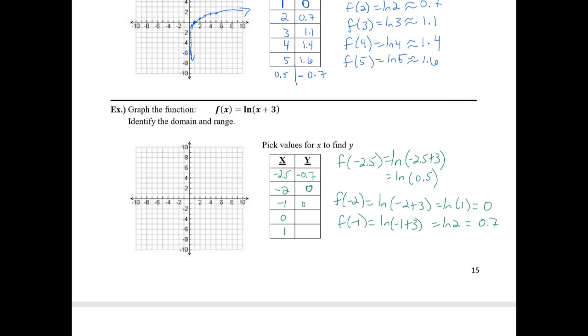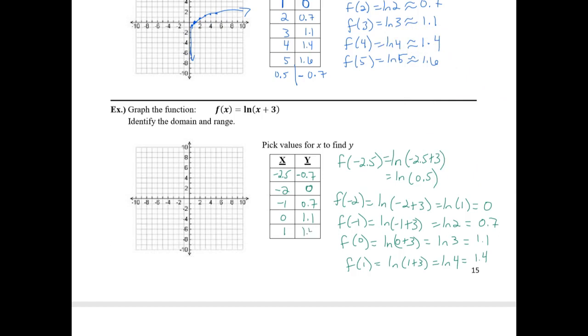So that was 0.7. If I do f of 0, that'll be the natural log of 0 plus 3, which is just the natural log of 3, and we know that's going to be 1.1. And f of 1 would be the natural log of 1 plus 3, which is the natural log of 4, and that is 1.4. Again, ln of 4 is approximately 1.4. You can also use your calculator.